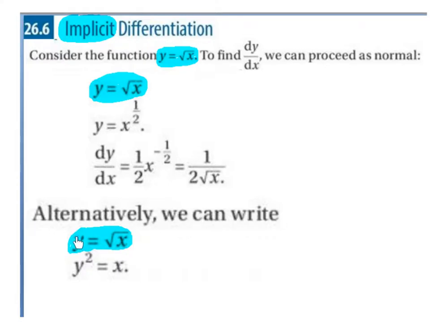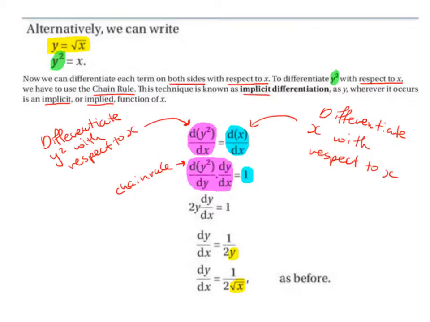Alternatively, we can write y equals root x as y squared equals x. So basically we're bringing the root over the equal sign and we have y squared equals x. Now we can differentiate each term on both sides with respect to x. To differentiate y squared with respect to x, we have to use the chain rule. This technique is known as implicit differentiation, as y, wherever it occurs, is an implicit or implied function of x.